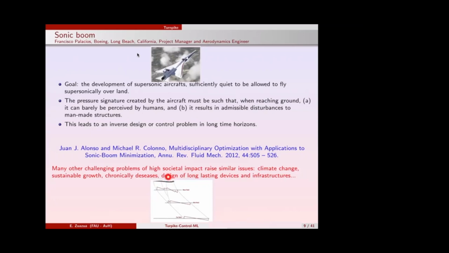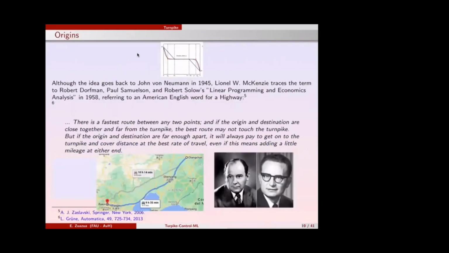Then the question is, how do you shape the aircraft so that whenever this sonic boom is generated, when getting to the ground after a very long time, the signal is admissible. So this is like a control problem in which you are controlling the initial datum or the shape of your domain so that when you get to the final time, which is when the sonic boom reaches the ground, the signal is small enough. So this is a control problem in a long time horizon. And there are many control problems in long time horizon.